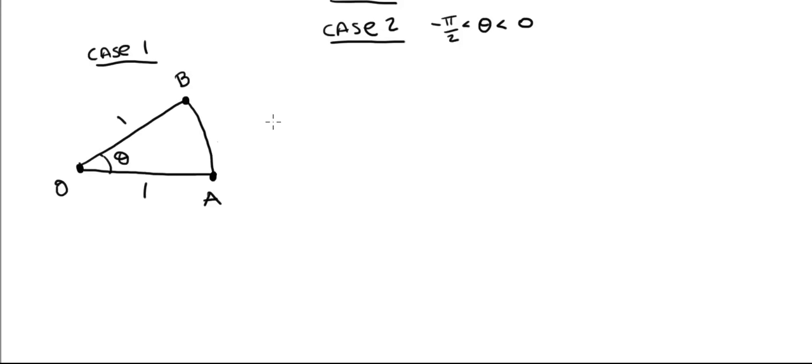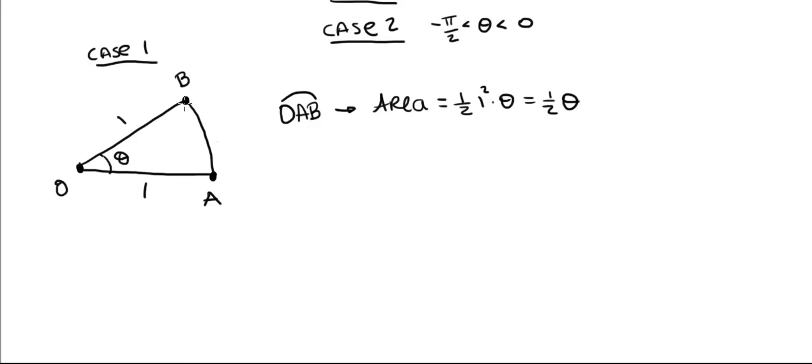So sector OAB, I think that's the notation for it, has area 1/2 times the radius, which is 1 squared, times theta, which is 1/2 theta. So the area of this sector, if the radius is 1, is 1/2 theta.